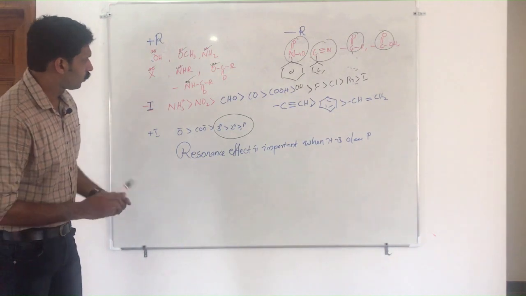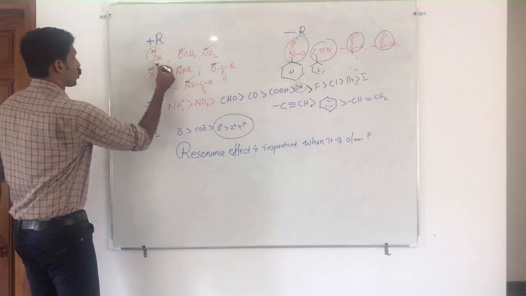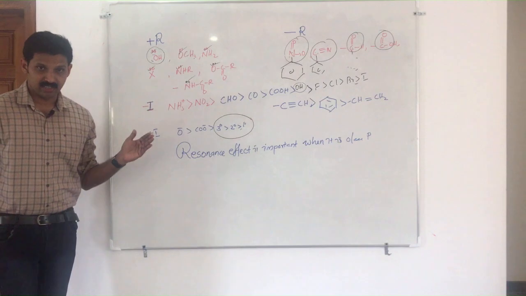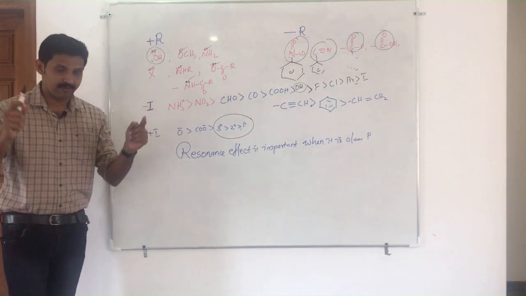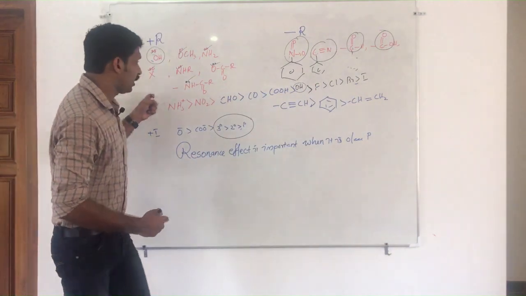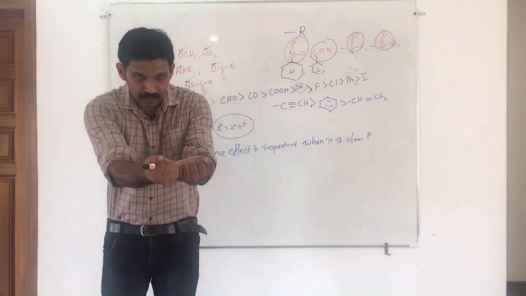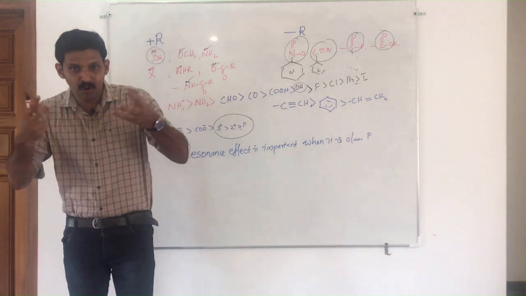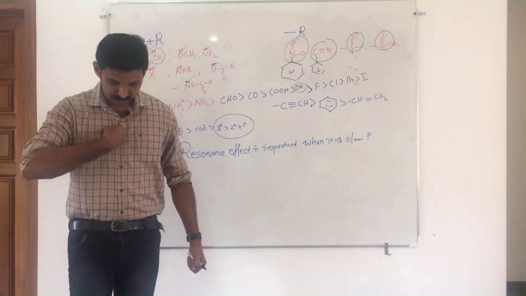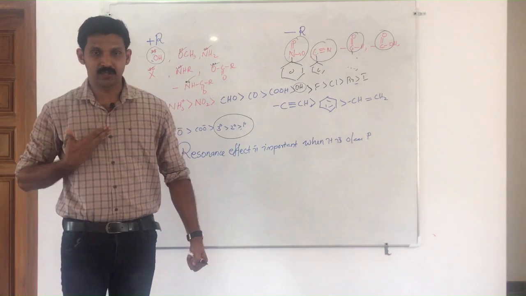Look here, there is an OH group. You can see that in the resonance effect, the OH group has a plus R effect. Plus R means electron donating. In the inductive effect, the OH group has a minus I effect, that is electron withdrawing. That is the contradiction here. Due to resonance, it is losing electrons; due to the inductive effect, it is gaining electrons.